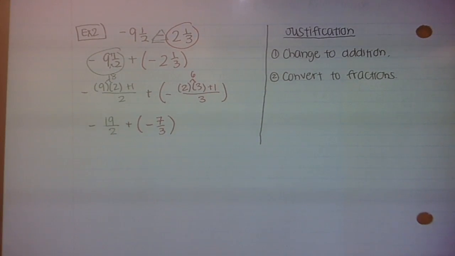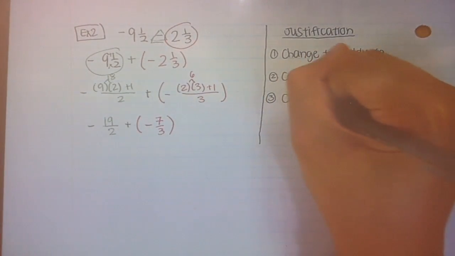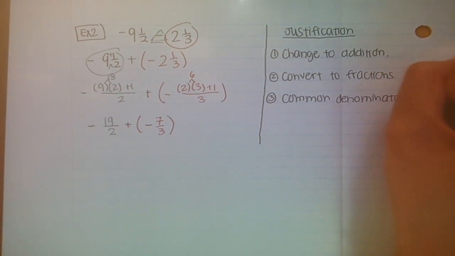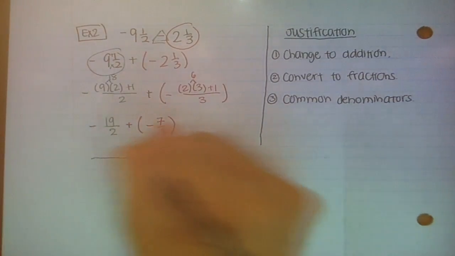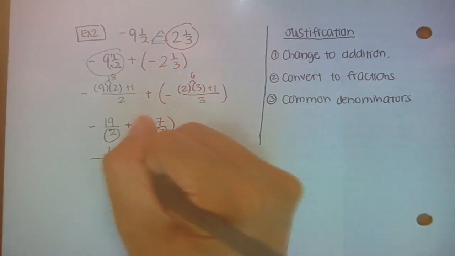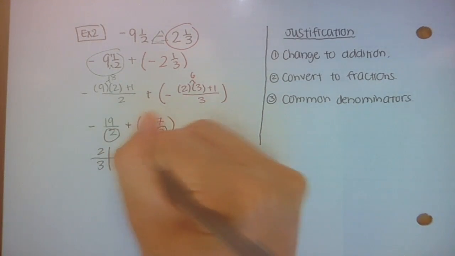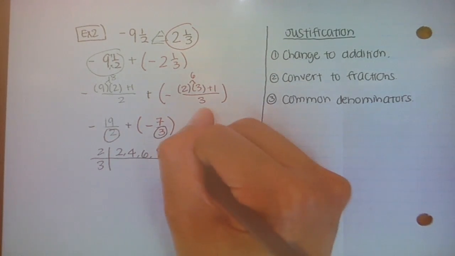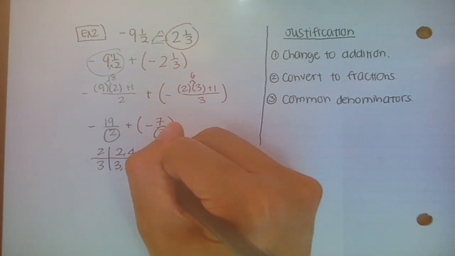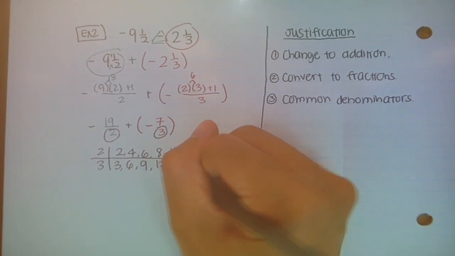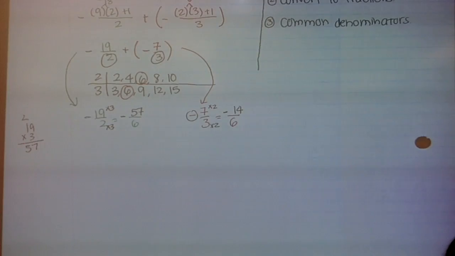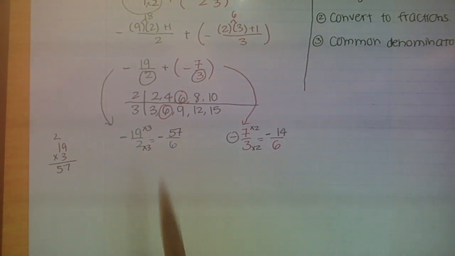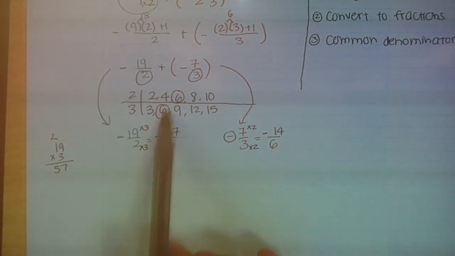Then my third step is to find common denominators. So I'm going to take 2 and 3, those are the denominators, and I'm going to find a common one. 2 times 1, 2 times 2, 2 times 3, 2 times 4, and 2 times 5, then 3 times 1, 3 times 2, 3 times 3, 3 times 4, and 3 times 5. So we find a common denominator of 6.